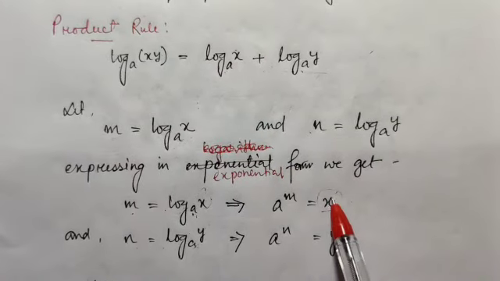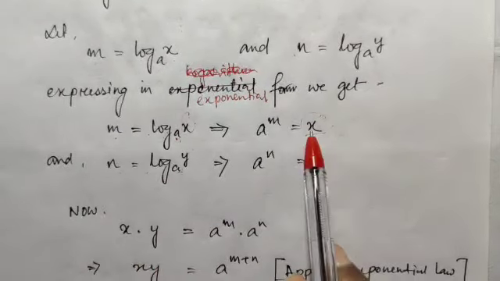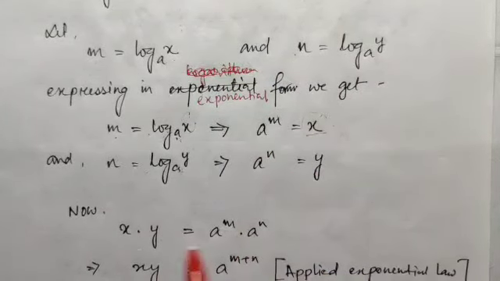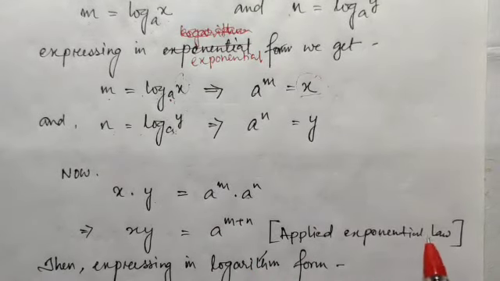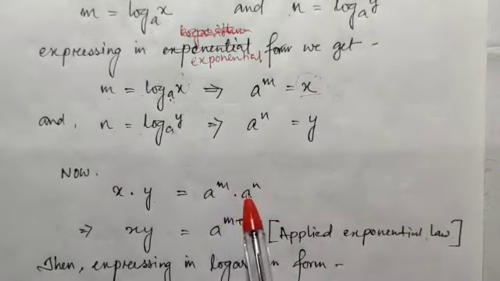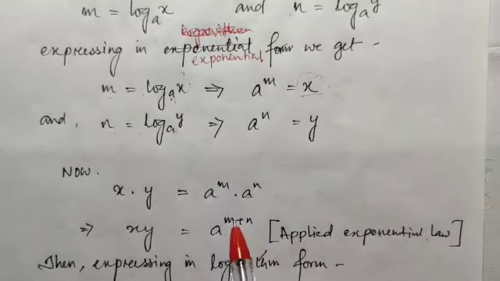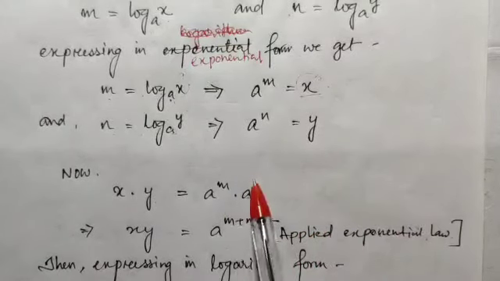Now let us multiply this x and y. When you multiply x and y, since the value of x is a to the power m and y is a to the power n, if you multiply, you have this equation. And by applying the exponential law, when we have the same base and they multiply each other, we have to add the powers. So with the help of the exponential law, I have added the powers.